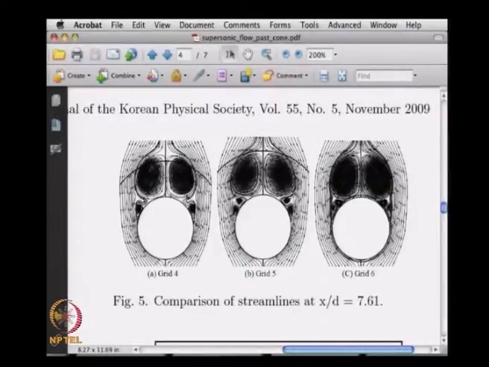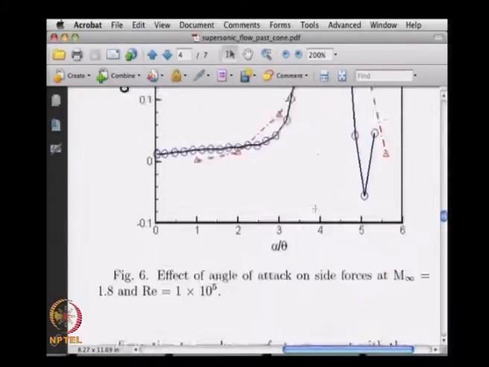I haven't read the paper in full, but I would think that what they are looking at is comparing the sizes of these 2 vortices over here, which seem to be growing. The grid 6 has a lot more congestion of streamlines over here, and that is expected. You have a larger grid system, so that is what you would have. I am not going to go further here.